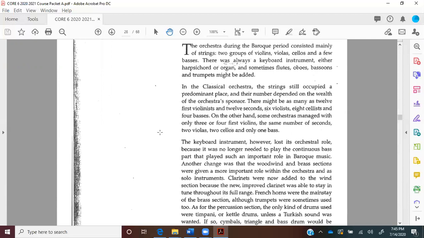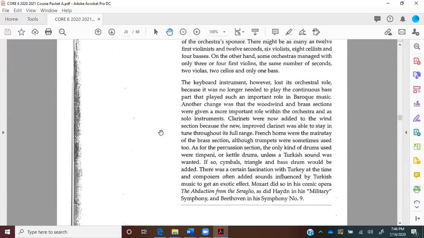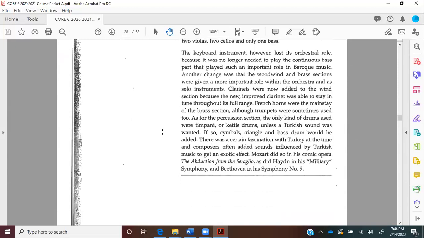On the other hand, some orchestras managed with only 3 or 4 first violins and the same number of seconds, 2 violas, 2 cellos, and only 1 bass. Now, one thing you need to know is that it takes a lot of strings to balance a couple of trumpets or trombones. One really strong trumpet can play louder than 20 strings. So if you're asking yourself why there are so many string players, that's why: the brass in particular can really overpower a string section.